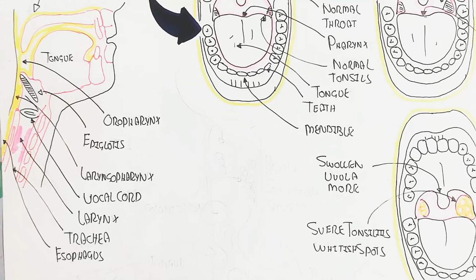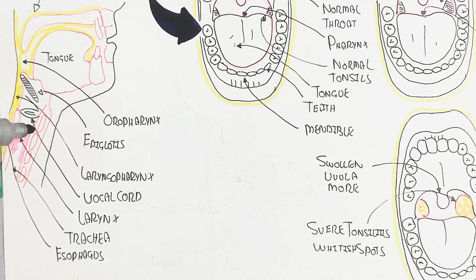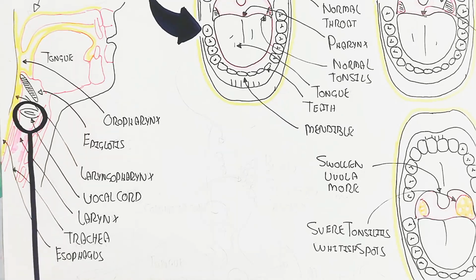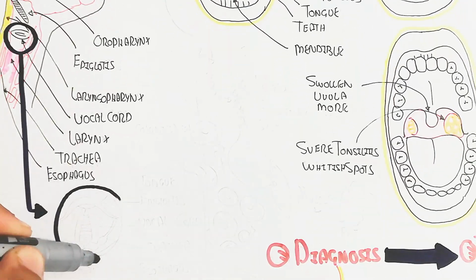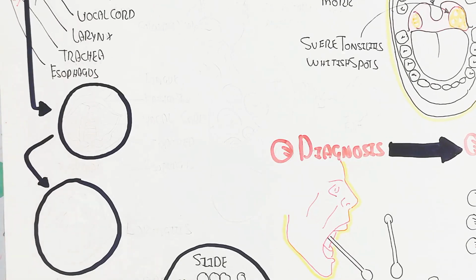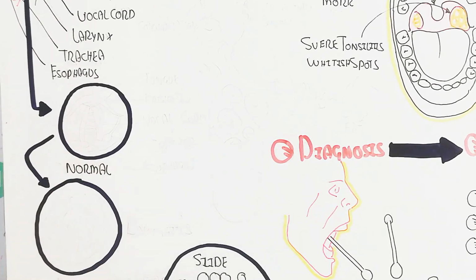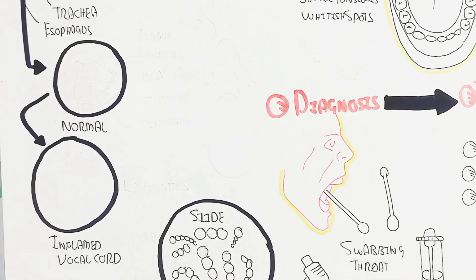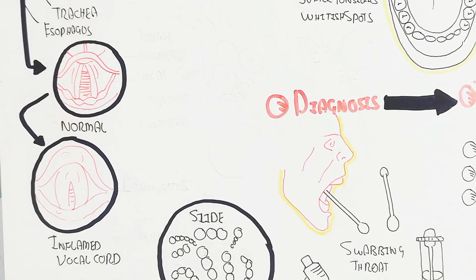So basically, strep A throat is due to swelling caused by the infection of the GAS, the group A Streptococcus. You can identify and differentiate between a normal and an abnormal inflamed vocal cord. The vocal cord is used for vibration to create sound.